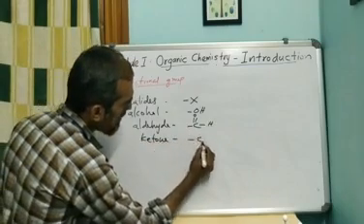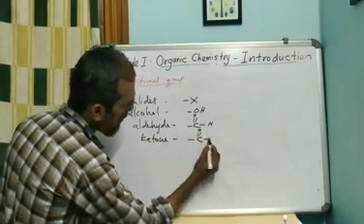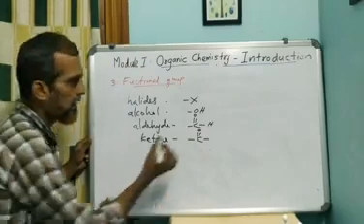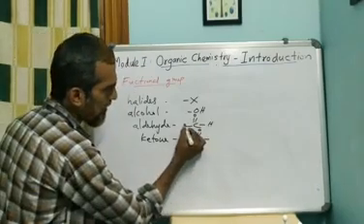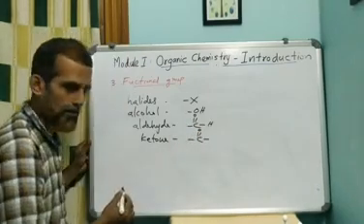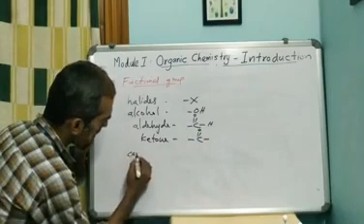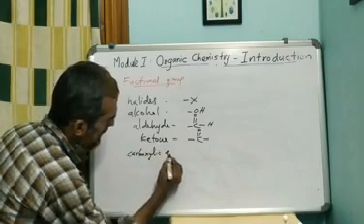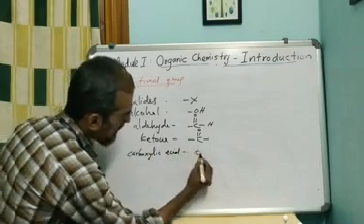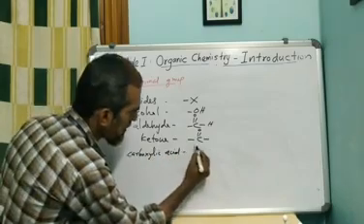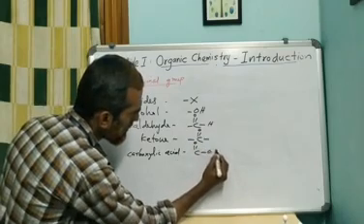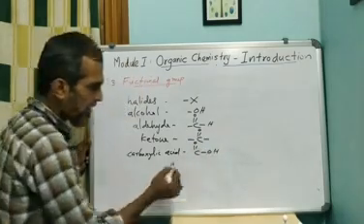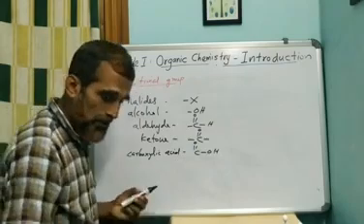Ketone is having a CO group. Here one hydrogen and one carbon comes, here both will be carbon. Then carboxylic acid, another important class of organic compound. Carboxylic acid, the functional group COOH, right? C double bond OH. And now this carboxylic acid has a lot of derivatives.